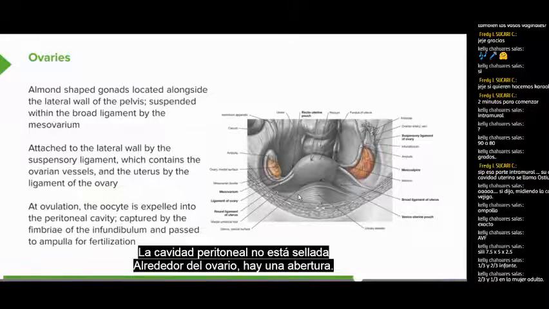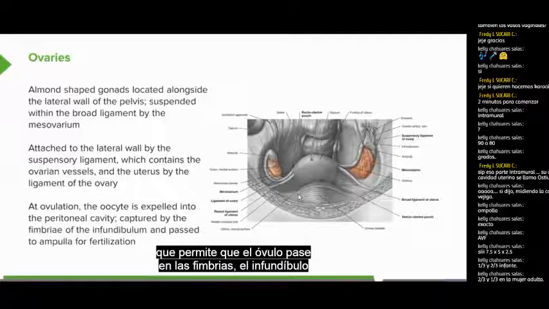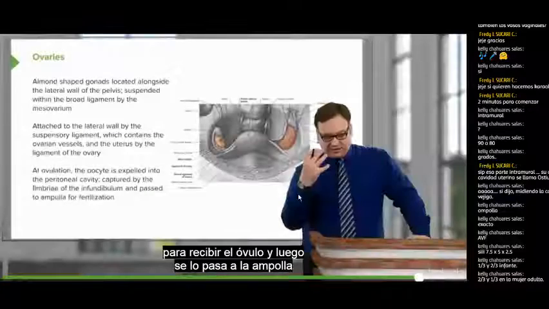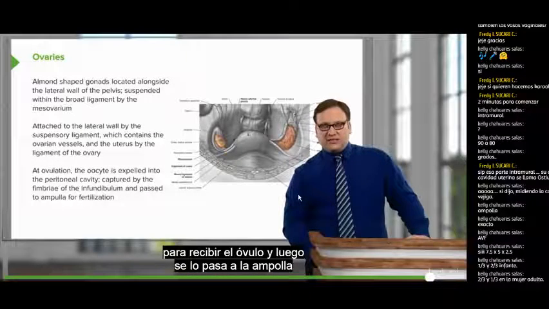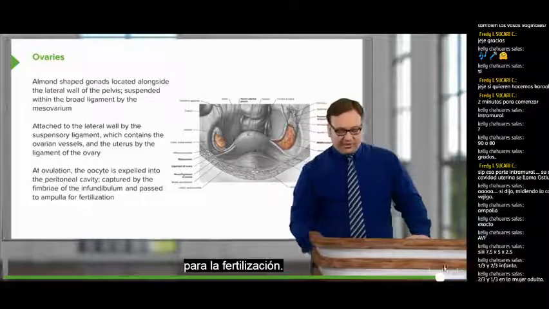The peritoneal cavity is not actually sealed around the ovary. There is an opening that allows the ovum to pass into the fimbriae, the infundibulum, to receive the ovum, and then passes it to the ampulla for fertilization.